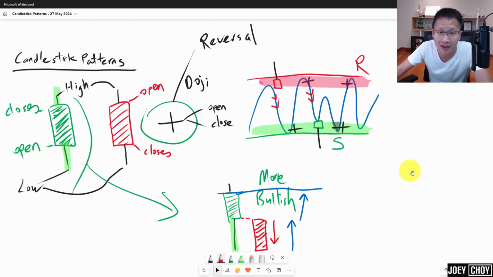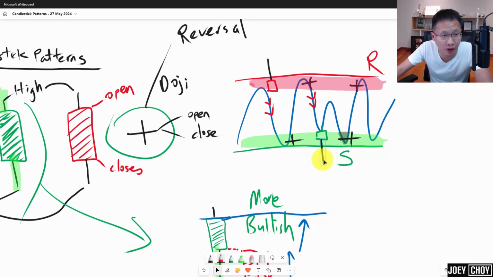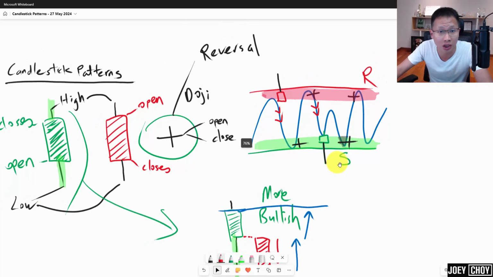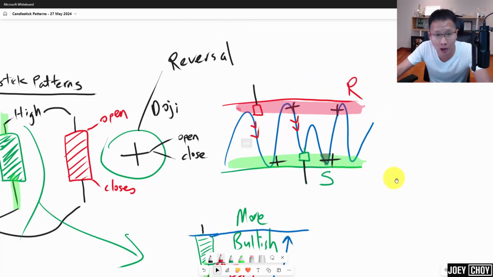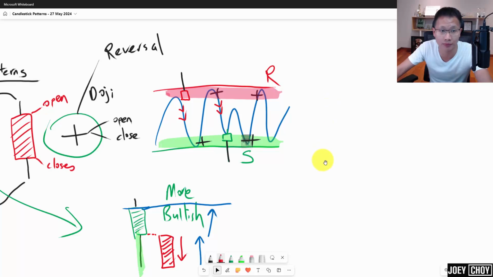But if you happen to see it near a support and resistance, great. That is where it gives you a little bit more confirmation of a potential reversal move back down, or maybe a rebound from that support level again.